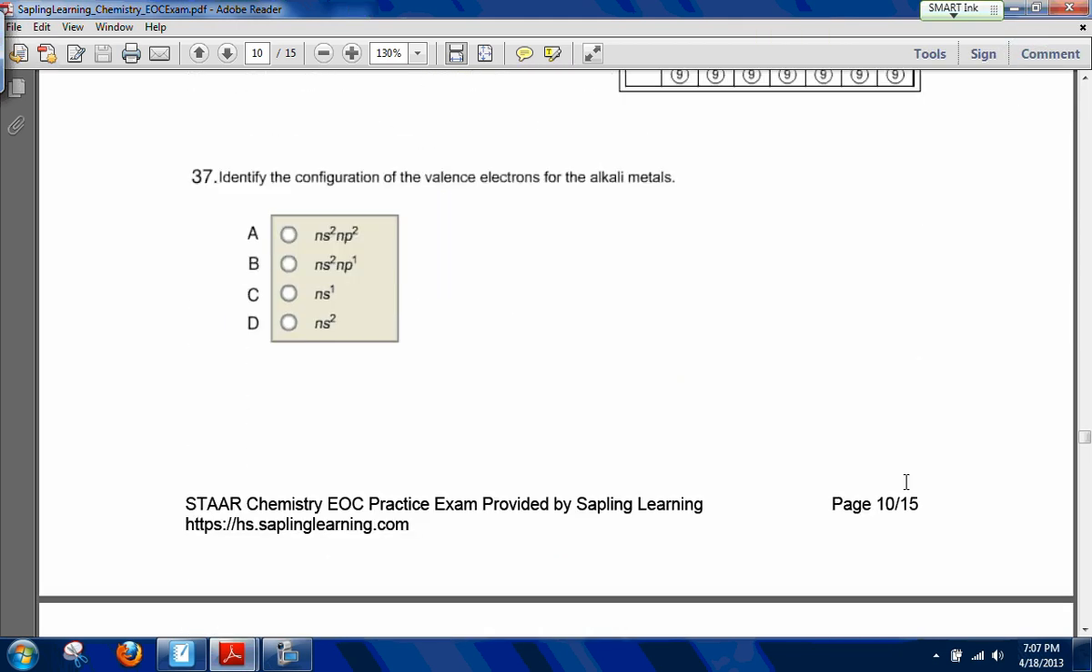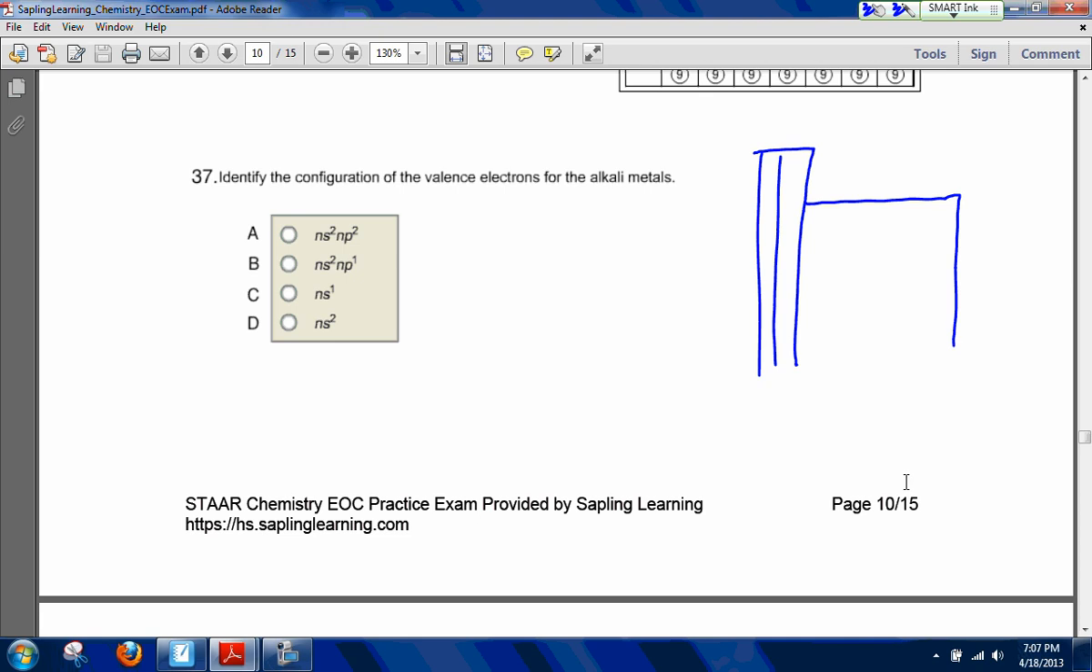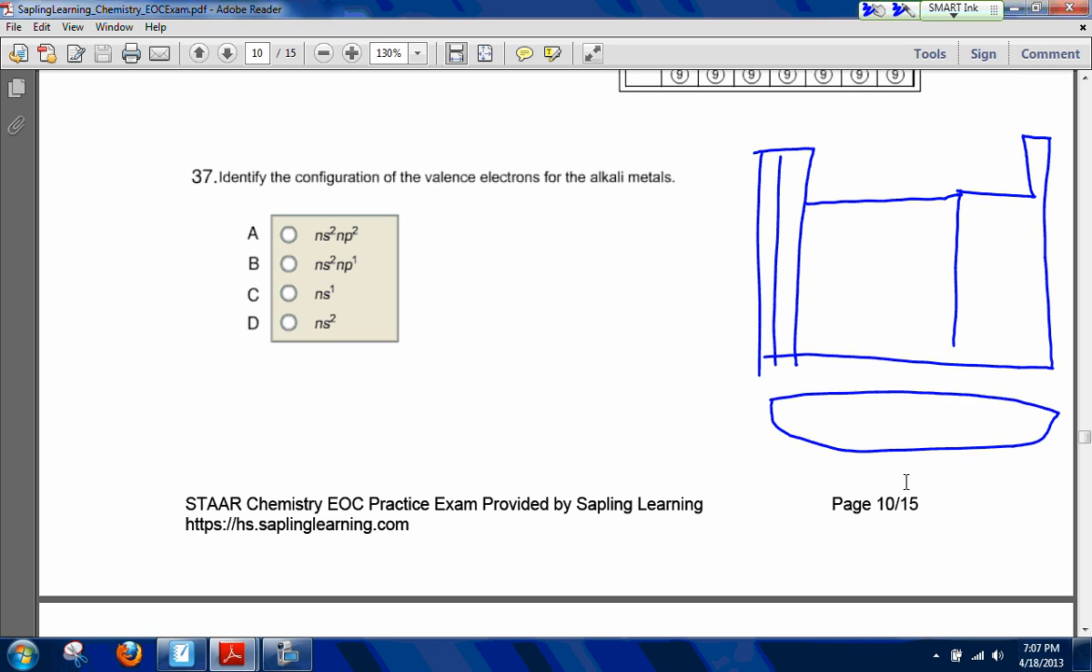Oh, another easy one. Identify the configuration of the valence electrons for the alkali metals. Alkali metals are in group 1, which, remember from what we did way at the beginning of the year, we've got these different blocks on the periodic table. This is the S group. These over here are the P's. These are the D's, and these are the F's. So the S in this first group are the alkali metals. And how many of the S's are they? Just 1. The N represents what period? So it could be 1S1, 2S1, 3S1, and so on. Our answer is C.